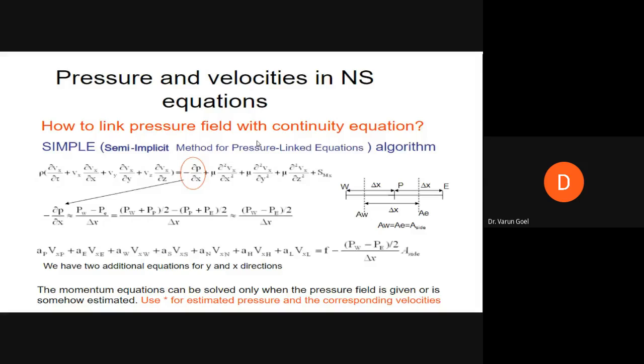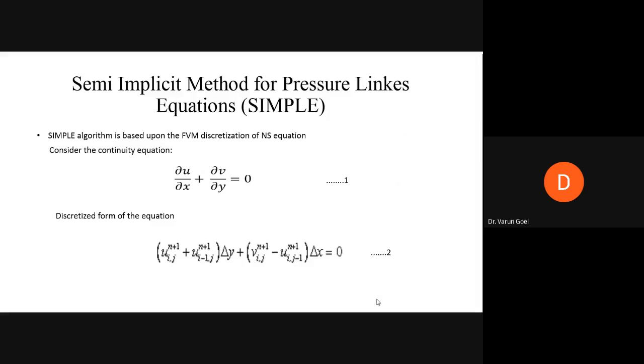if we talk about the semi-implicit method for pressure linked equation algorithm, in this term, you can say iteratively the pressure is first estimated. You guess that pressure, and then you can say that pressure is your P star. So we use this star for the estimated pressure. Then we use this star pressure to solve for U, V, and W, and these values are the corresponding velocities.